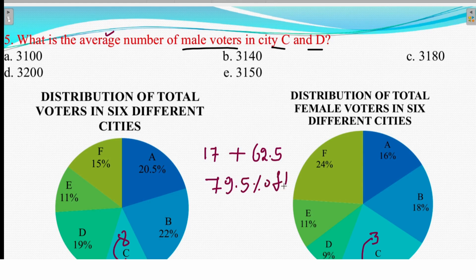Very easily, right? One statement I can use it easily. I can calculate 79.5 percentage of 4,000. 80 percentage will be 3,200, minus 0.5 percentage. 1 percentage is 40, so 0.5 percentage is 20. So 3,200 minus 20, 3,000.